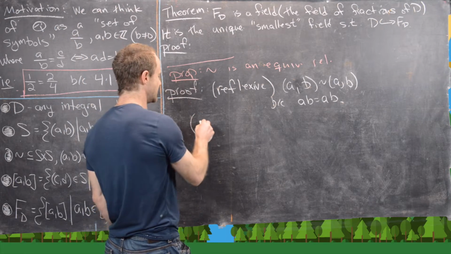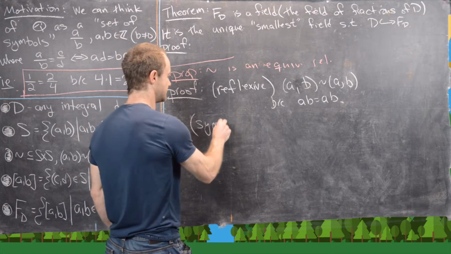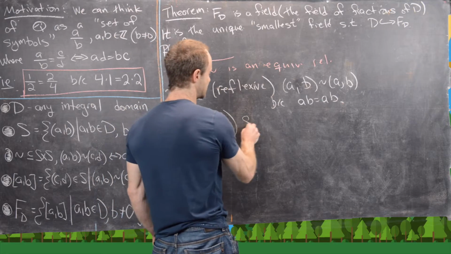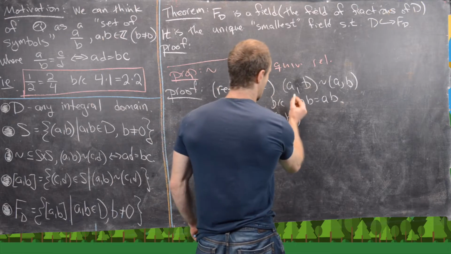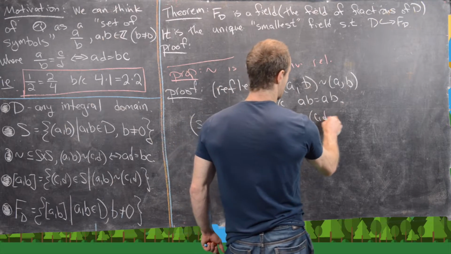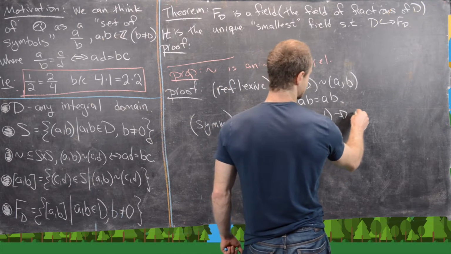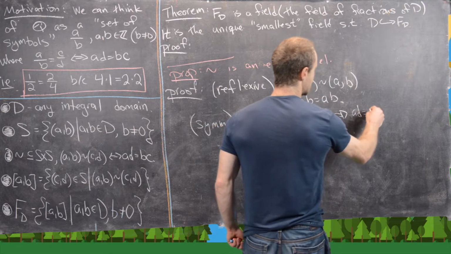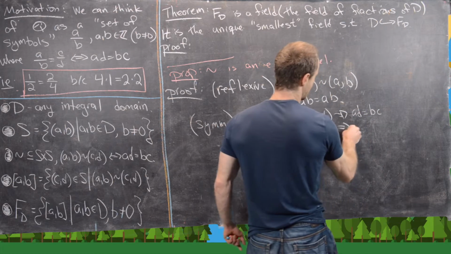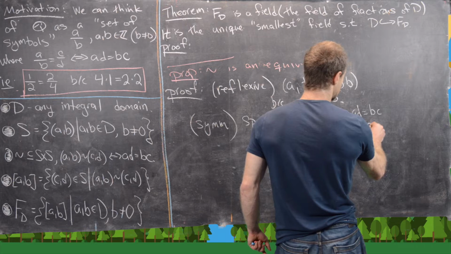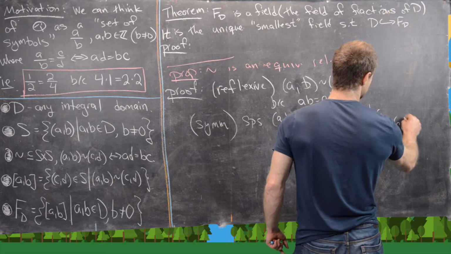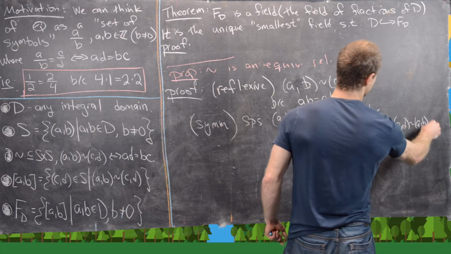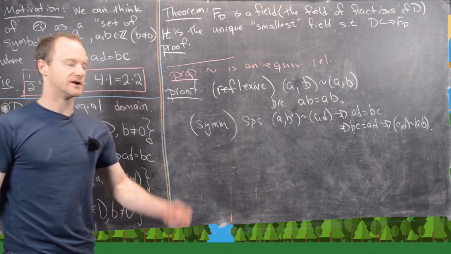And now the next thing that we need is symmetry. Let's go ahead and suppose that (A, B) is related to (C, D). Notice that tells us that AD equals BC, but now we can just rewrite that as BC equals AD, and that's the same thing as (C, D) is related to (A, B). So that's all there is in this case.